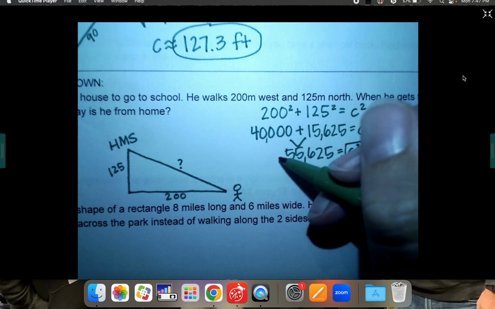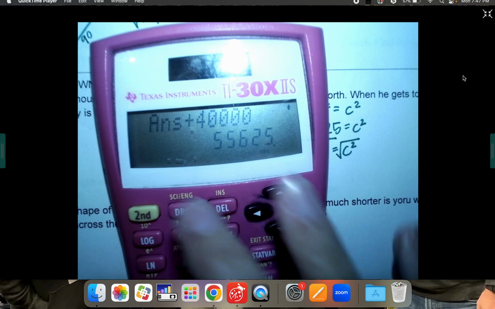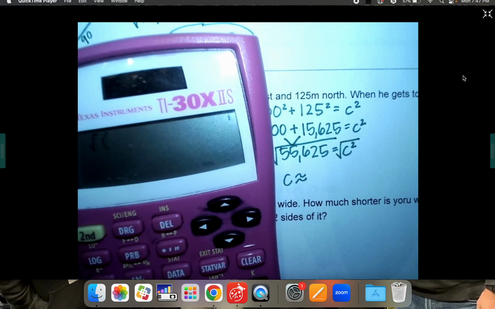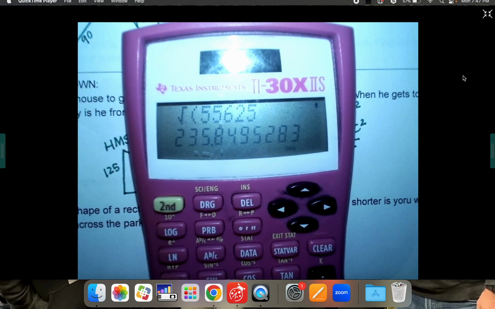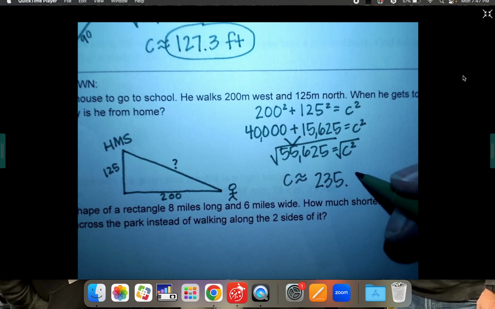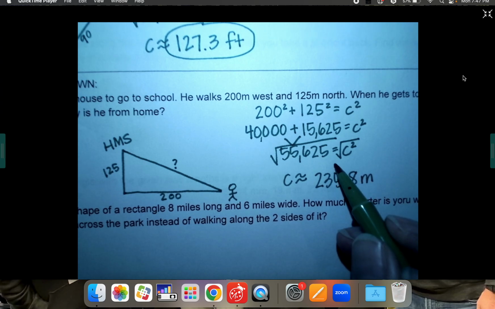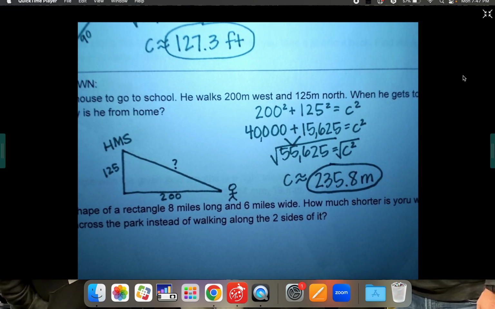So we are going to square root that number to get a more approximate value. 55,625 is about 235.8. So 235.8, and he's talking about meters. That's how far his diagonal distance is away from school.